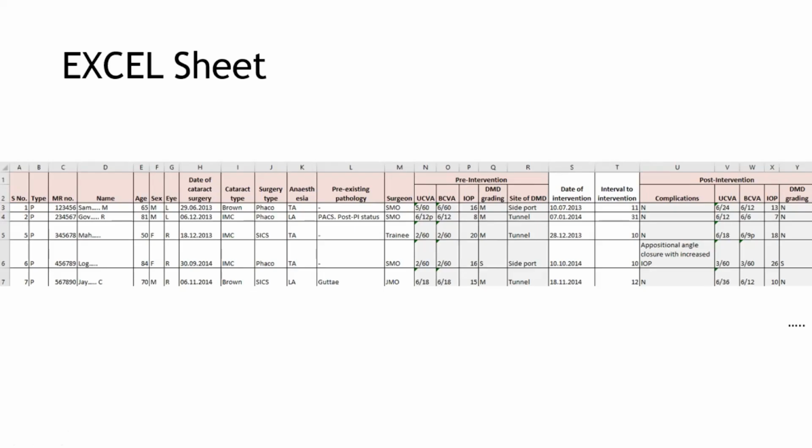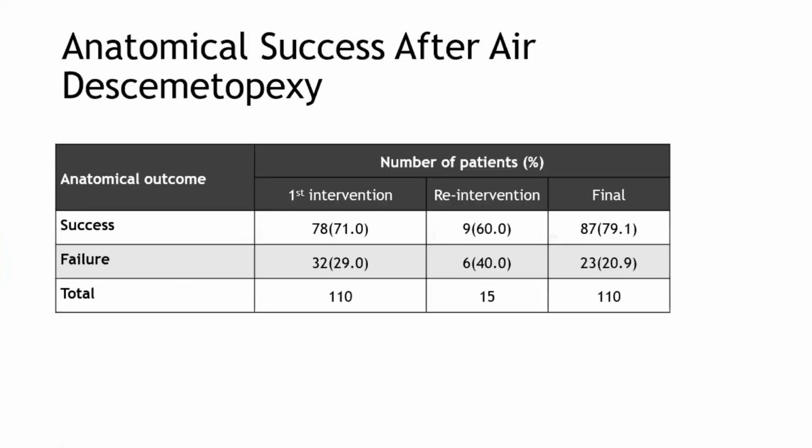So from this Excel sheet, now how do you make the tables? Okay, so that's what we are going to see now. So what is our first table? What is our first outcome? Anatomical outcome, right? We want to see whether Descemet's membrane is attached or not. So this would be the first table. So we have anatomical outcome as success or failure.